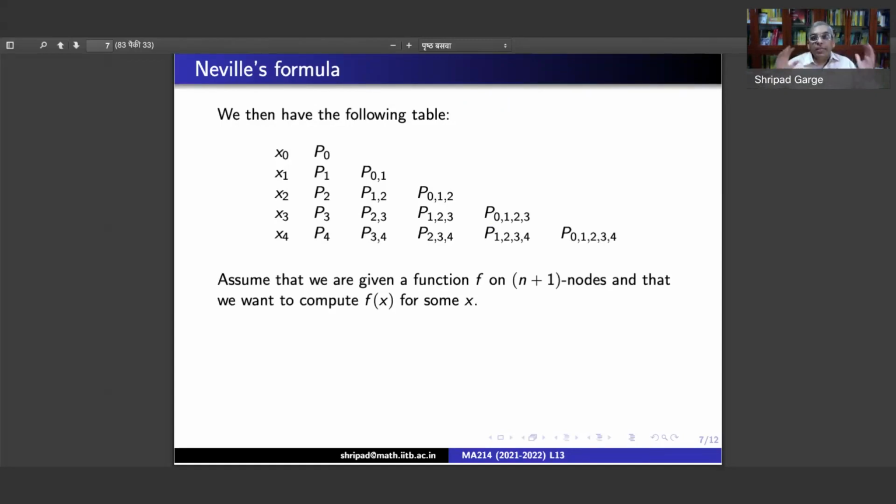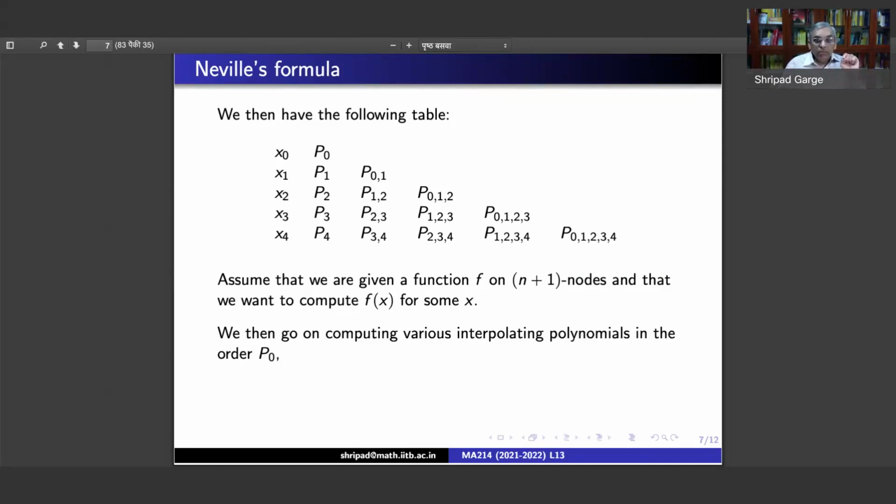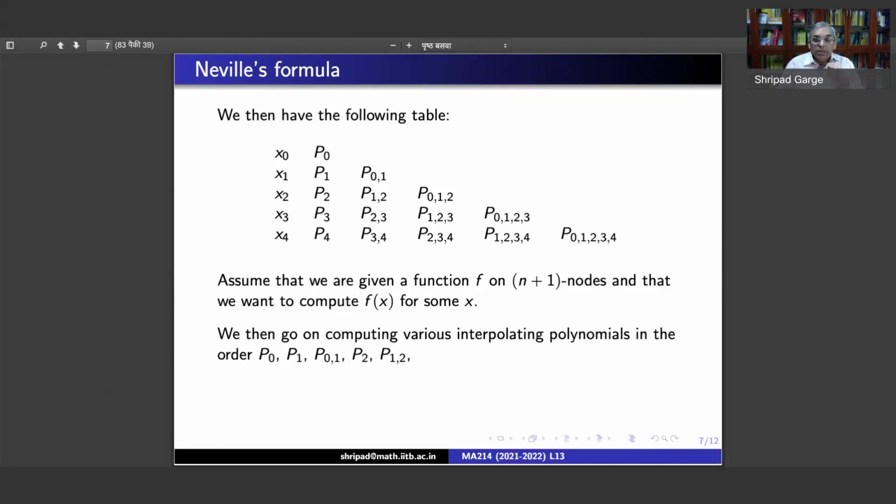So the basic method that we are going to use is the following. Suppose we are given data and we want to compute the value at some particular x. We want to approximate this particular value in some nice way. Then what we do is that we go on computing these various interpolating polynomials. In what order? The order is P0, P1 and then P01. Then P2, then P12 and then P012. So we go on completing the triangles.